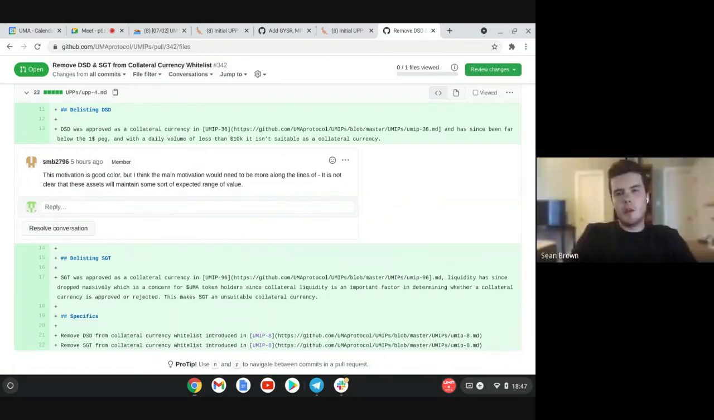Yeah, it's a good point. I don't know enough details about this to make an argument, but I think for DSD, for example, a stable coin trading 99% off peg seems to be an indication of some sort of fundamental problem. Yeah.